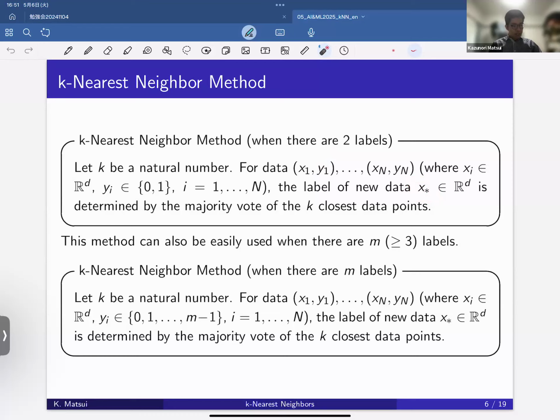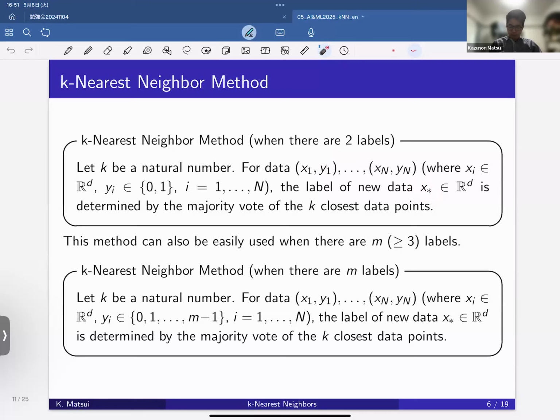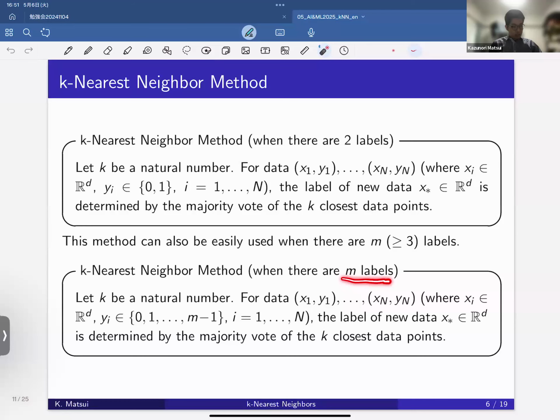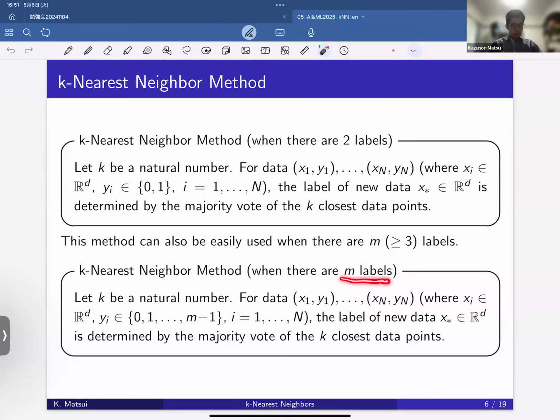This method can be easily applied even when there are multiple labels. If there are m labels, we still choose a natural number k, and when data points are associated with labels from 0 to m minus 1, we determine the label of new data by majority vote of the k closest data points.